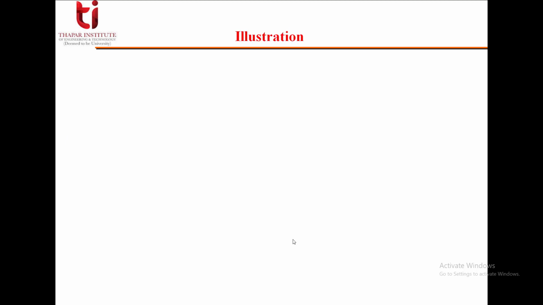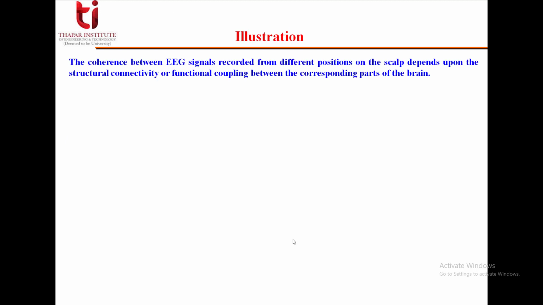Now let's see different examples. The coherence between the EEG signals recorded from different positions on the scalp depends upon the structural connectivity or functional coupling between the corresponding parts of the brain.